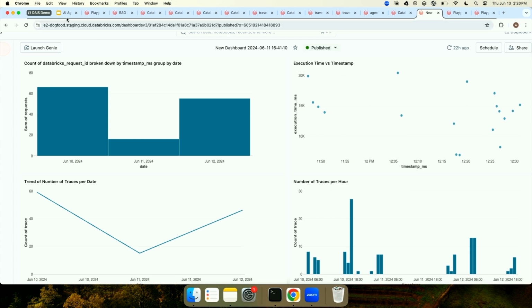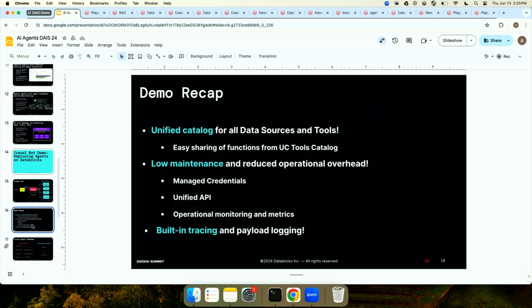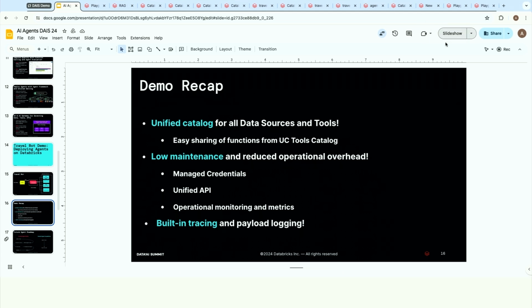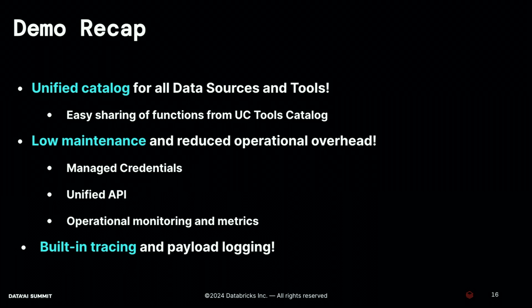So let me go back to recap. We saw a lot of things. Maybe I forgot what all we saw. So here, we basically saw how Unity Catalog provided me with a unified way to access all the data sources and tools. It also provided me with an easy way to share them across. We saw how the unified AI Gateway provided us with the ability to manage credentials, a unified API, and monitoring. And then finally, we got built-in tracing and payload logging for quality assurance purposes.